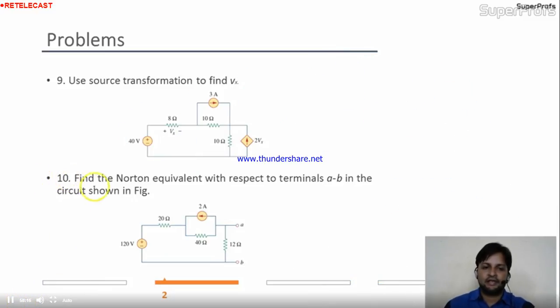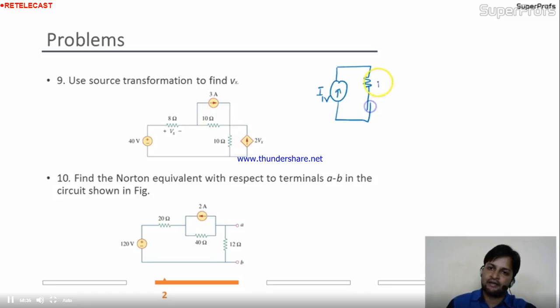Come to question 10. Find the Norton equivalent with respect to the points A and B. Is it okay, friend? For the Norton equivalent, I need the Norton equivalent circuit, which is a single current source, that is IN, in series with RN. First I will find out the RN over here. For the RN, I need to turn off all the independent sources in the circuit.